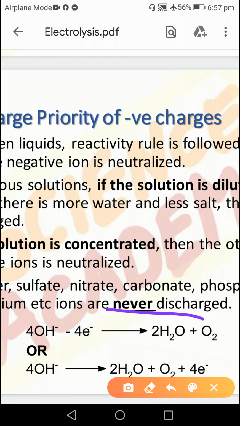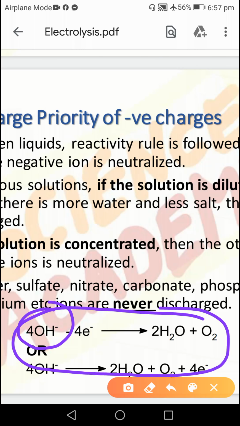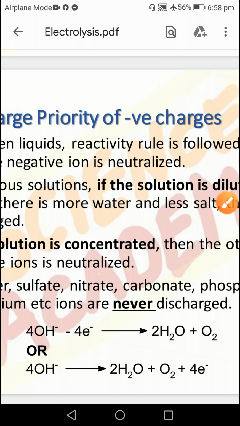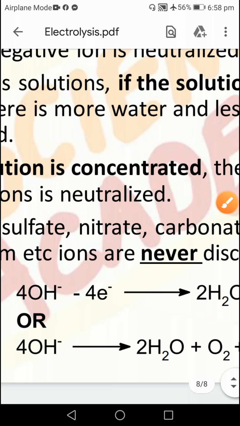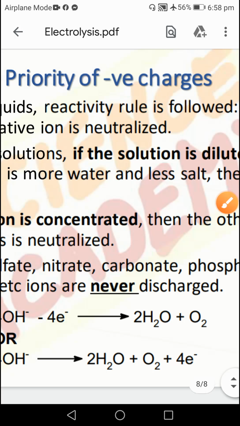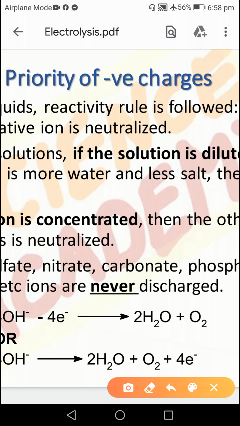Okay, so you have to memorize this. The hydroxide is a negative ion, isn't it? So a negative ion is an anion. So, RED CAT: reduction of cations, oxidation of anions. Oxidation of anions means they will lose electrons, isn't it? They're losing electrons. Let me see how they are losing their electrons.